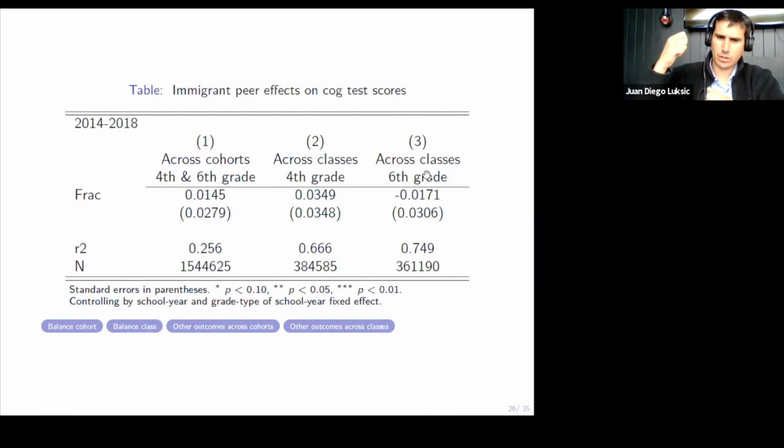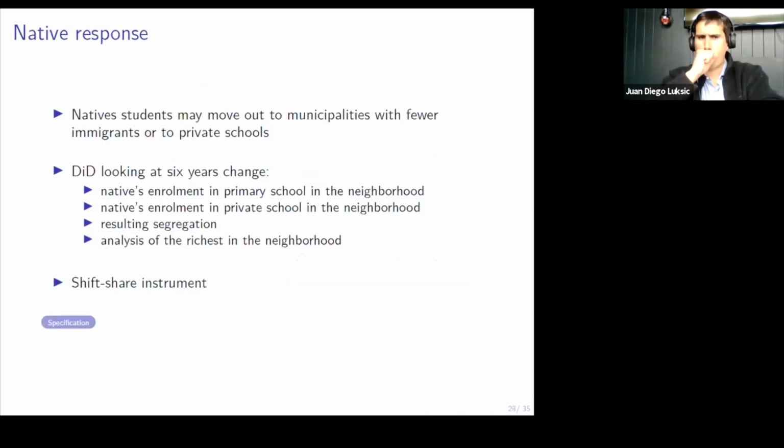I also compare across classes in fourth grade. So this means that you have one more immigrant in the class compared to another class in the same school grade also. And I do the same with sixth grade. So as you can see, this is a null effect and a precisely estimated null effect.